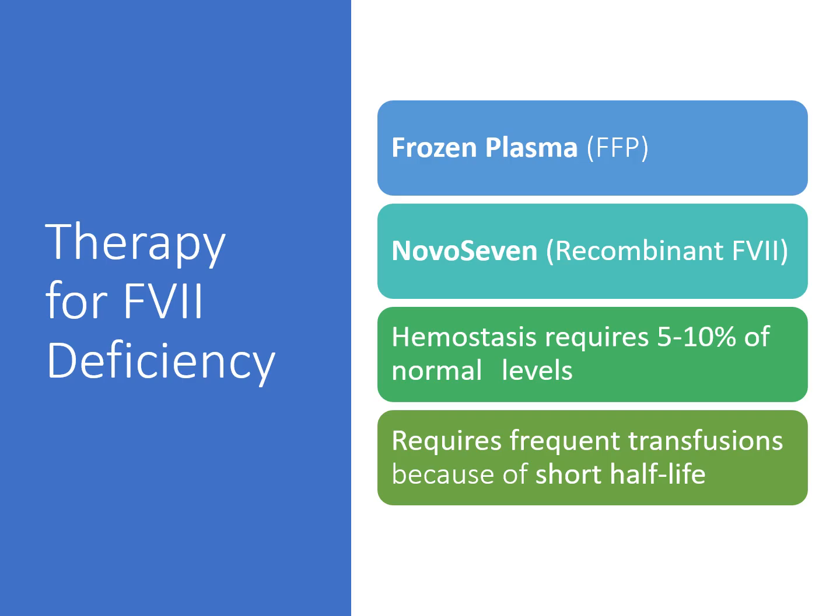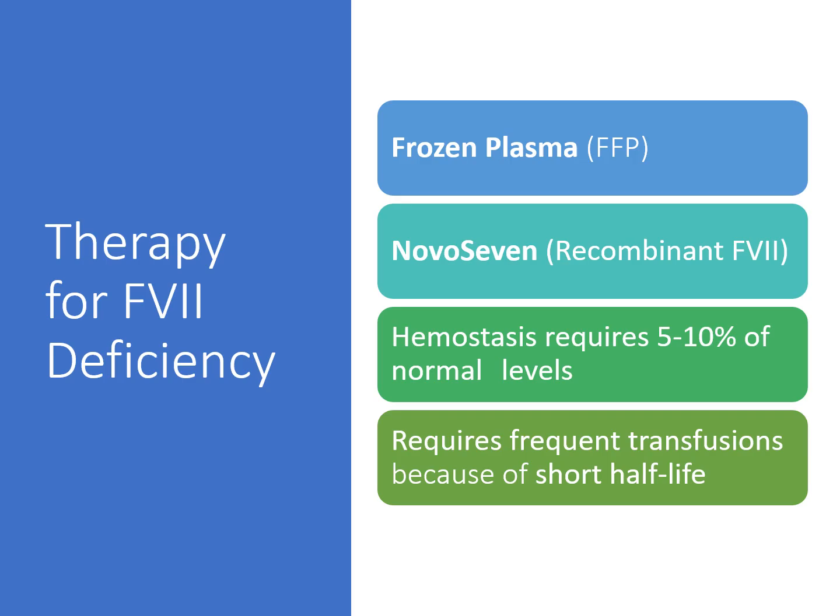The good news is hemostasis really only requires about 5 to 10% of normal levels. But because of this short half-life, we have to have more frequent transfusions of Novo 7 if we are just performing replacement therapy for these patients.